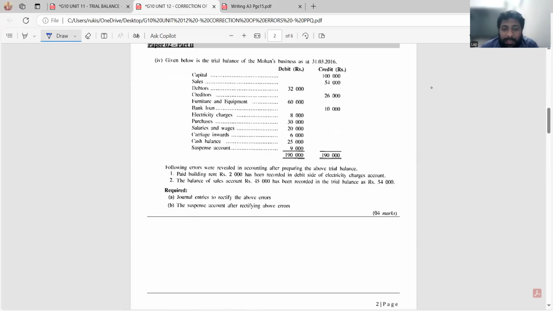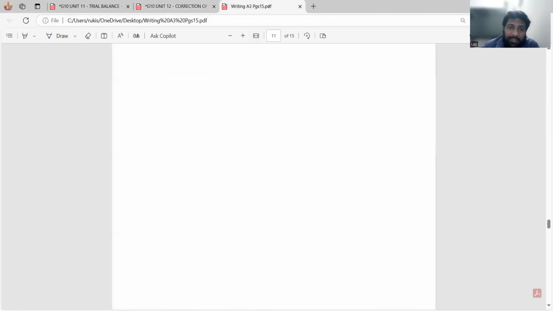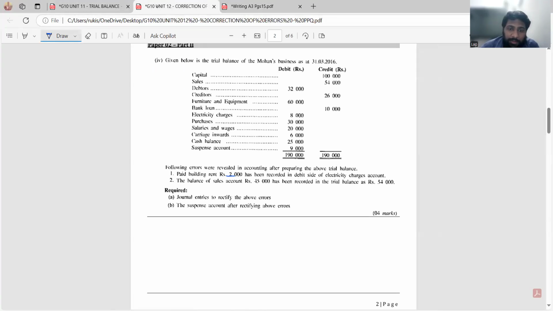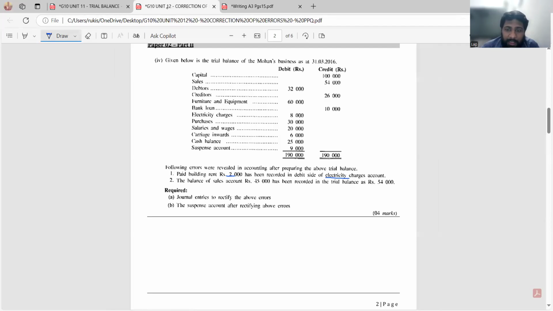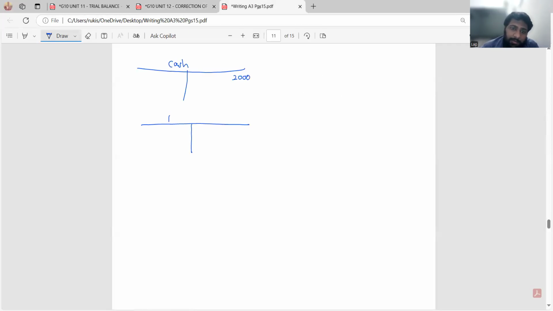Paid building rent 2000 has been recorded on the debit side of the electricity charges account. So what has happened? You paid building rent. If you pay building rent, the cash account will be credited. How much is the amount? 2000. And mistakenly you have debited it to the electricity charges account.